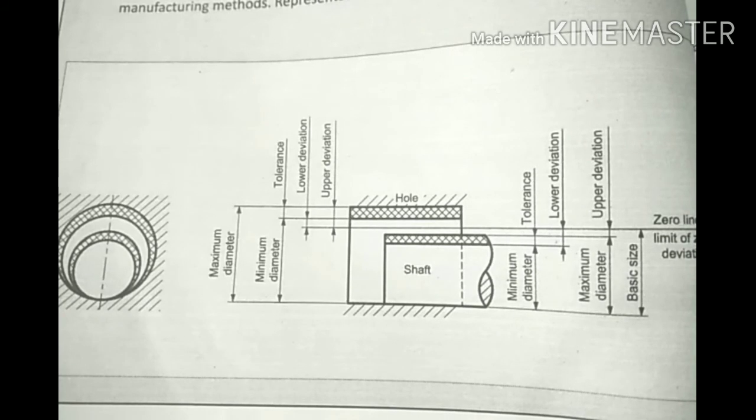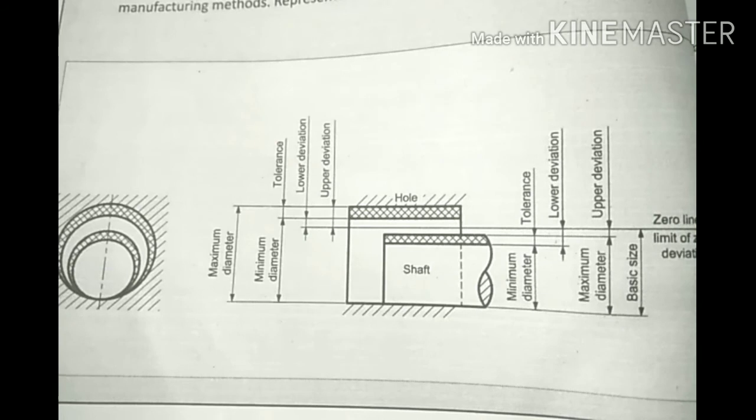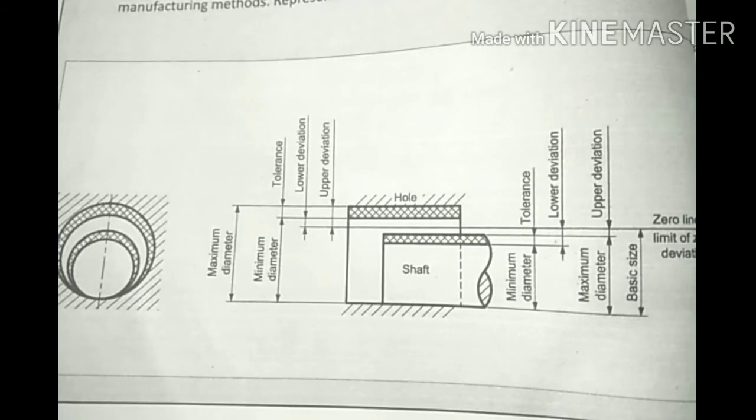So a number of parts are produced as relative parts, as a female part or male part, and any male and female parts can be assembled or fitted together. That is called the interchangeability system.